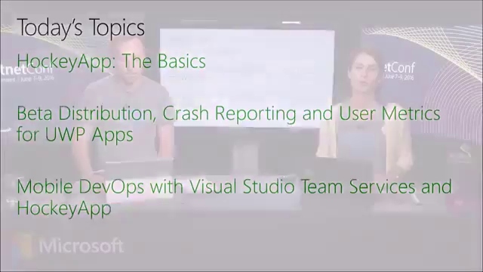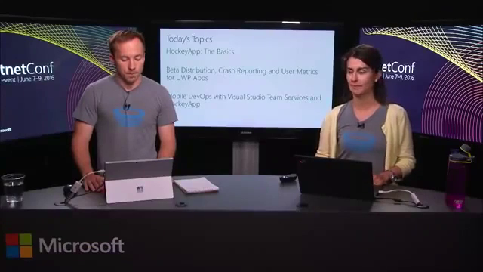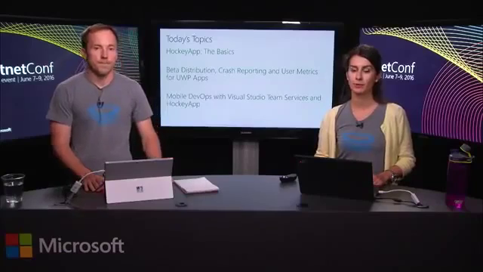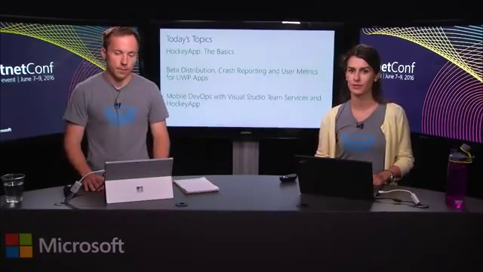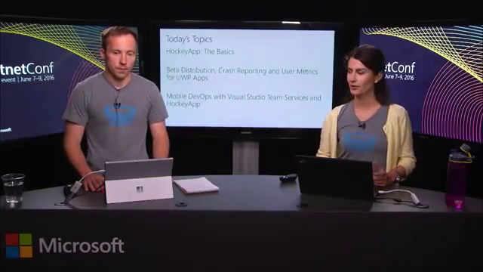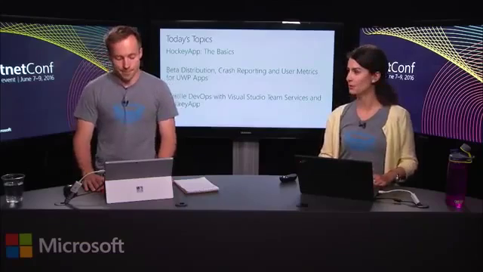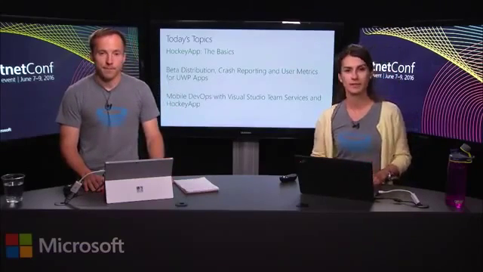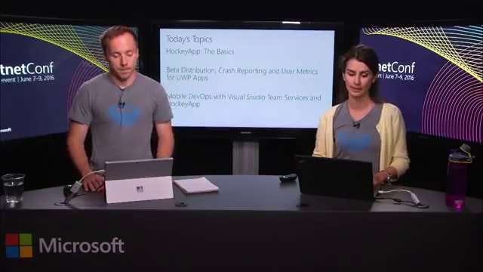And let me give you a short overview about what we are going to talk about today. We are going to start with some basics about HockeyApp and what our product is about. And then we are going to move on to some core features of HockeyApp, such as beta distribution, crash reporting, and user metrics. And this is a demo pack session, and Jacob is going to do a bunch of cool demos and show how easy it is to onboard to HockeyApp. And finally, we are going to show a bit how to automate processes and how to onboard to mobile DevOps with Visual Studio Team Services and HockeyApp.